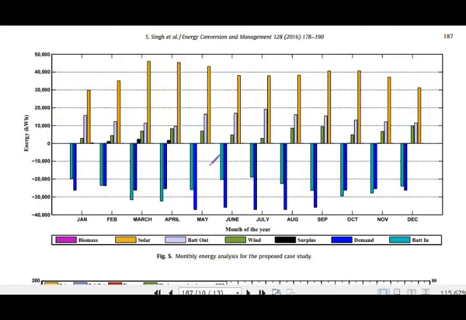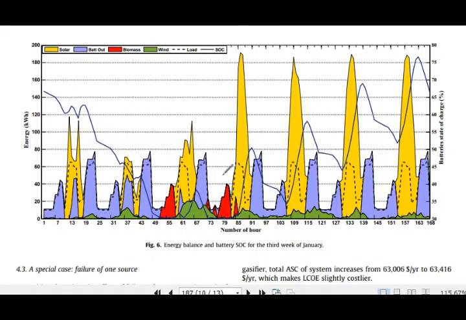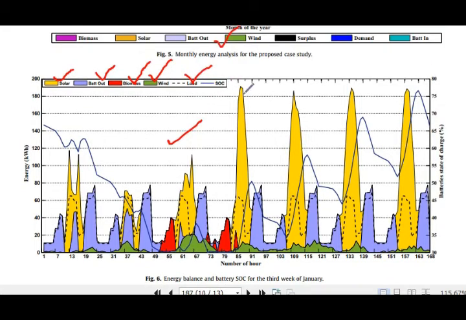Different graphs of the energy in and out are given here: a monthly plot of the energy analysis of the battery in and out, wind, surplus, demand, and other charts. Again a weekly plot is given here showing the solar energy, the battery discharge, the energy provided by the biomass, the wind energy generated, the load, and the SOC of the battery. The load is given by the dotted points, and you can see it is always below the solar, the wind, or the battery output.